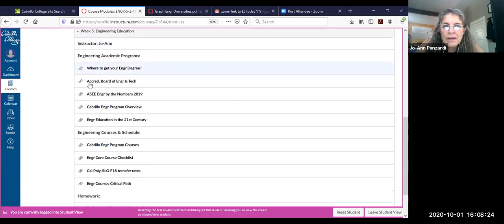There are two main things we're going to be doing. We're going to be looking at engineering academic programs. You see the heading right here, and there are five sites, or pages, we're going to be looking at. The second topic is engineering courses and schedules, and in there we have four different things that I'm going to be pulling up. I'm going to be going back and forth from the module to paper to some other websites. We're going to start out with the first one, where to get your engineering degree, and I'm going to open it up.